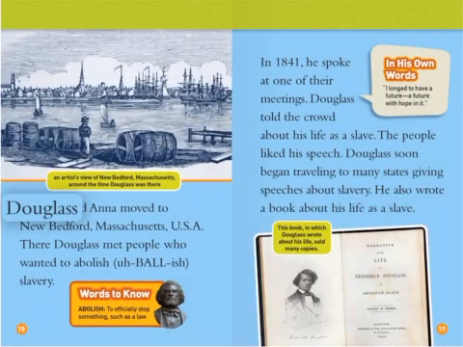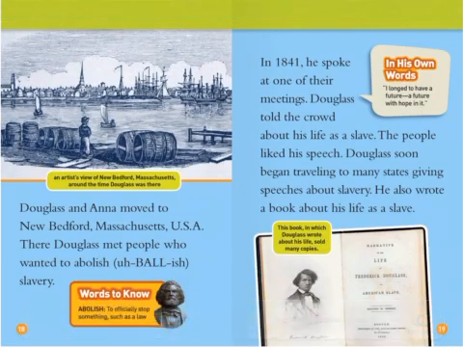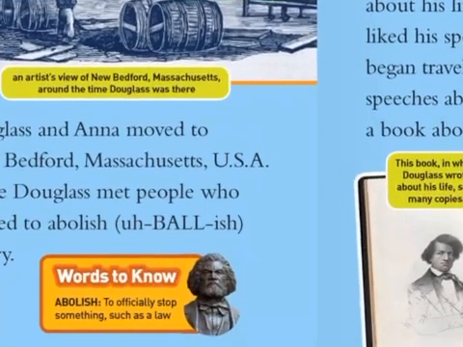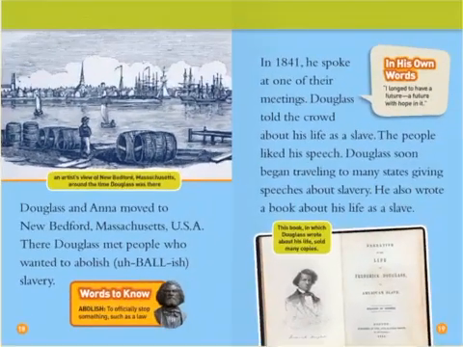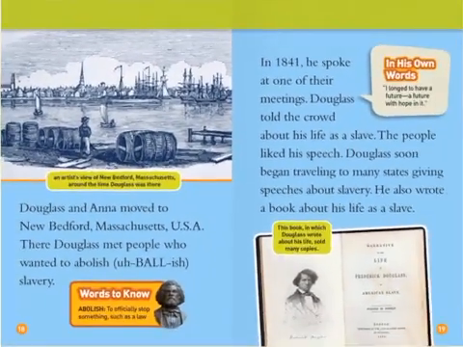Runaway. Douglas and Anna moved to New Bedford, Massachusetts, USA. There, Douglas met people who wanted to abolish slavery. And abolish means to officially stop something, such as a law. So people there really were working hard. They wanted to make sure they were going to abolish it and stop slavery for good. This is an artist's view of New Bedford, Massachusetts, around the time Douglas was there.